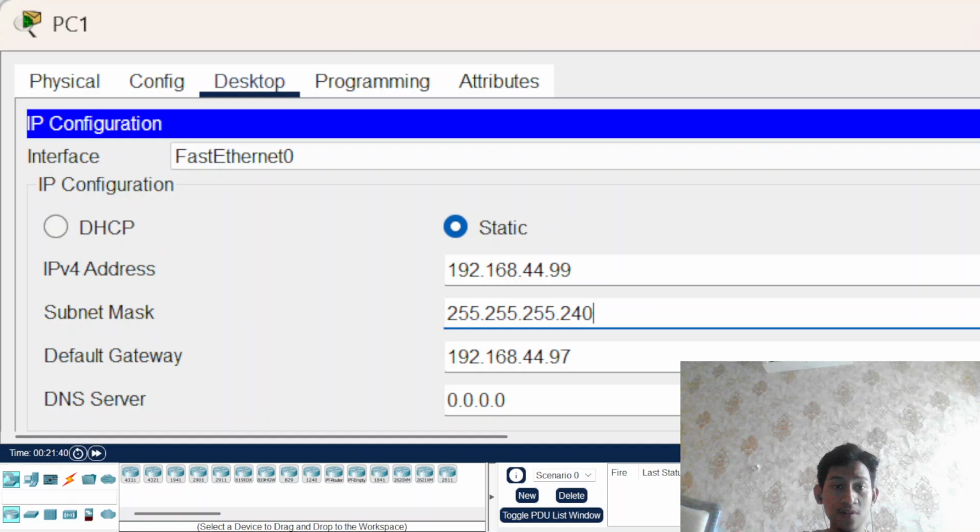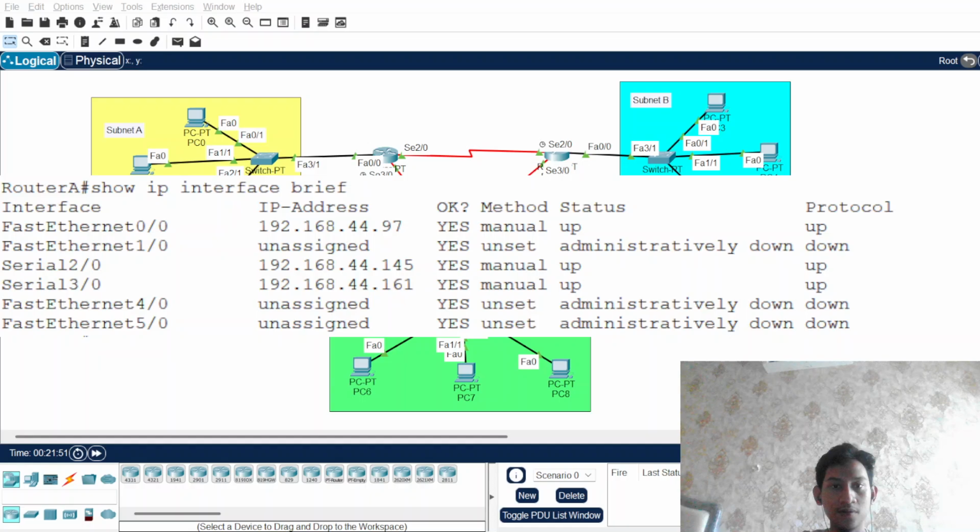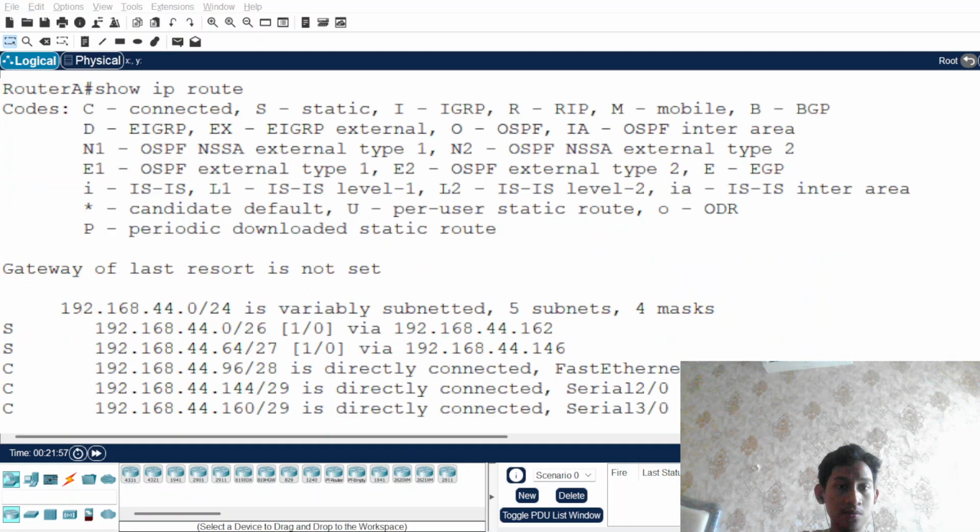Then, to verify the configuration, several verification commands were used on the routers, such as show interface and show ip interface brief. These are used to check the interface status. And then there is show ip route to confirm the routing table entries. Finally, connectivity testing was performed using the ping command.